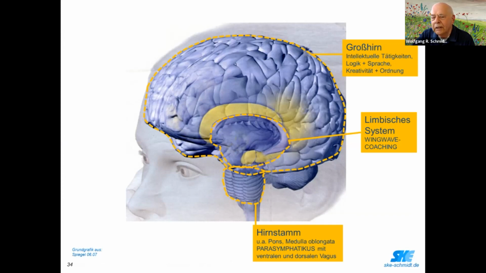Now, this is just a very quick one. What is the evidence, or what is the connection between the polyvagal theory and wingwave? Now we know the structure of our brain, our cerebrum, our limbic system, basically the limbic system, very much the area of interest for wingwave coaching. And you see just below the limbic system, our brainstem, this is where our cranial nerves come through. This is also a connection to the parasympathetic system with the ventral and the dorsal vagus.